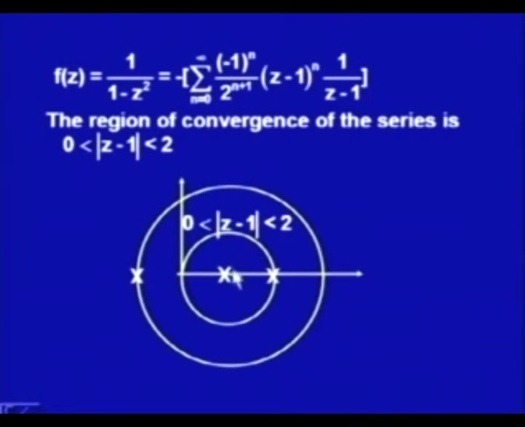That is what has been shown here. Now, at z is equal to 1 and z is equal to minus 1, the given function is not analytic, and that is why we enclose this point by this |z minus 1| greater than 0, this circle, and this is the point where the function is not analytic. So, this distance is 2. So, in this annulus region the function is represented by this series, and this is the region of convergence.